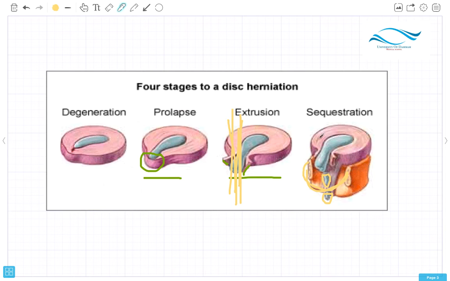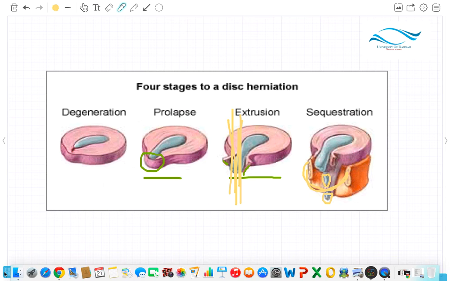So the difference between them, let's review. Degeneration is loss of elasticity. In prolapse we have bulging, but it is still contained within the disc. Then we have extrusion, where the annulus fibrosus tears or there is a crack, and the nucleus passes through it. Then we have sequestration, where the nucleus pulposus becomes loose in the spinal canal. Okay, cool.